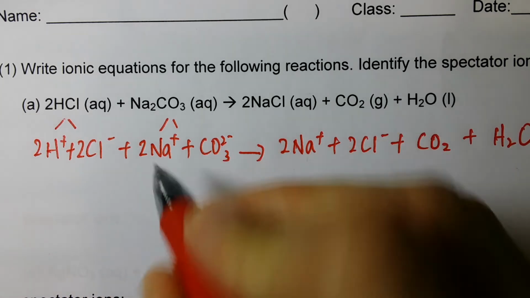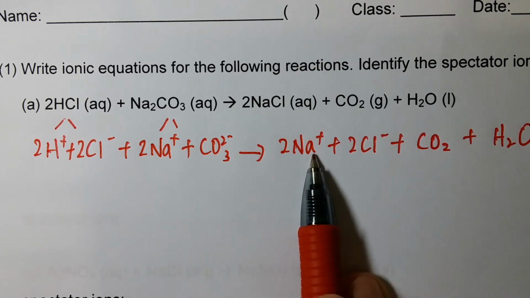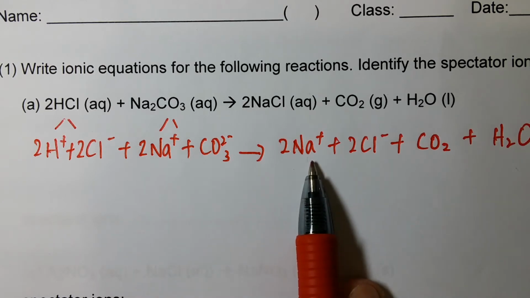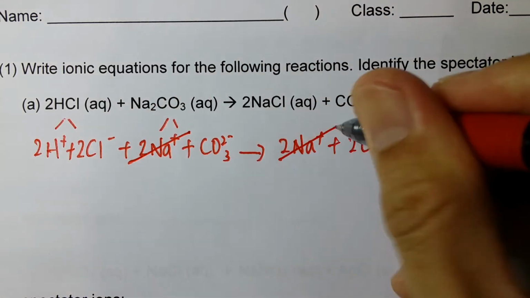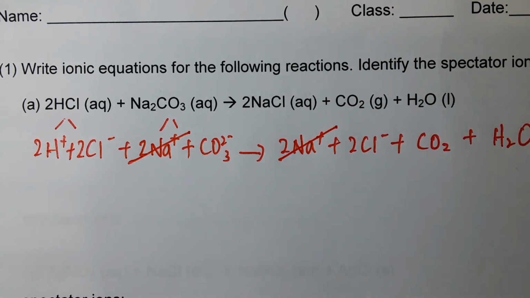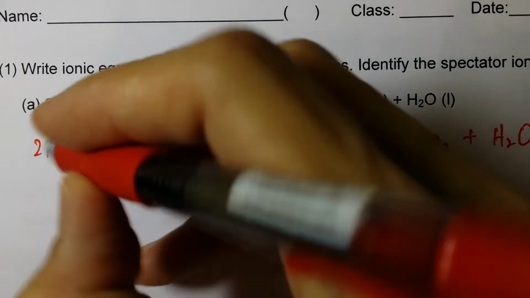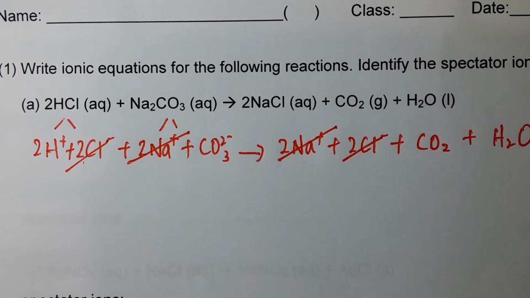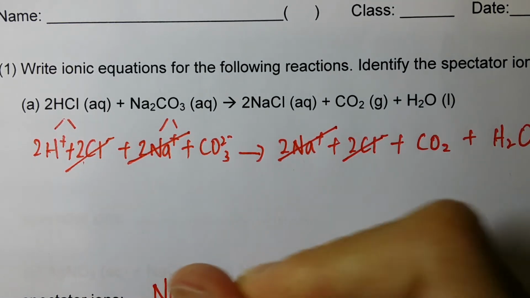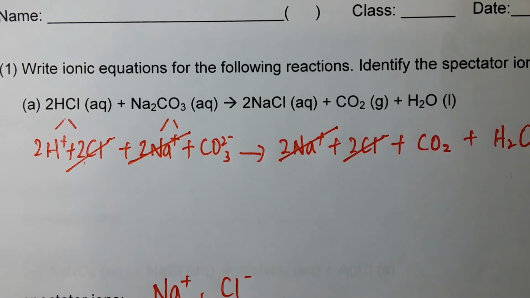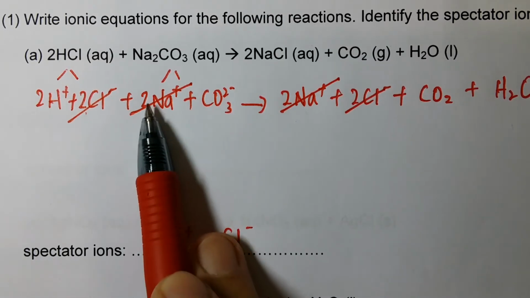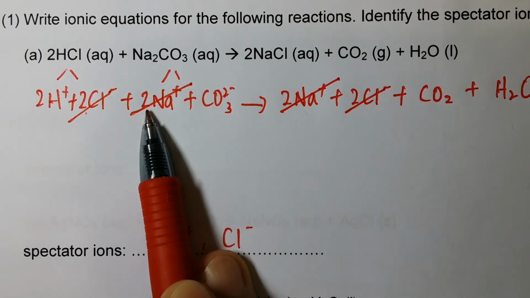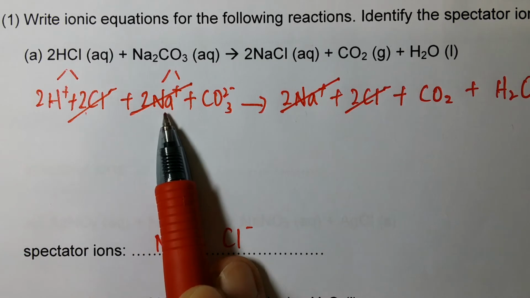So from here we can see that the 2 Na+ before the reaction is 2 Na+ after the reaction. So this Na+ is the spectator ion. If it is a spectator ion, then we have to cross it out. 2Cl−, 2Cl−, cross it out. So the spectator ions would be Na+ and Cl−, not 2 Na+, not 2Cl−. The 2 in front is merely to balance the chemical equation. So the 2 in front here is not part of the chemical formula of the ion.